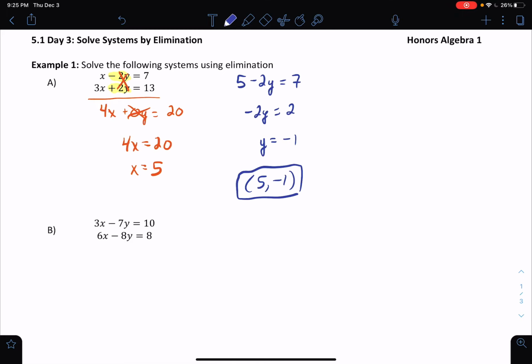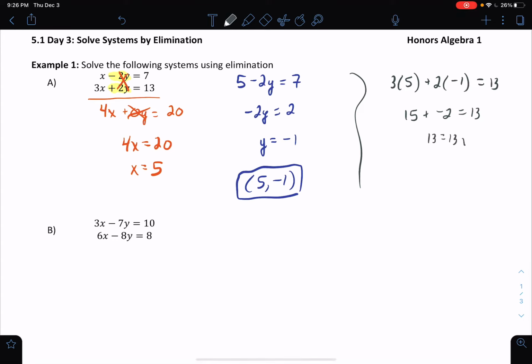Okay? And I can check that in the second equation. 3 times 5, plugging in 5 for x, plus 2 times y, plugging in negative 1 for y, equals 13. Let's make sure this works. 3 times 5 is 15. 2 times negative 1 is negative 2. 15 plus negative 2, or 15 minus 2, is 13. 13 equals 13. It works for the second equation, therefore we know it's the solution. Okay? So those y's were all ready to be eliminated. Those were opposites of each other. So when I added them together, they went away.